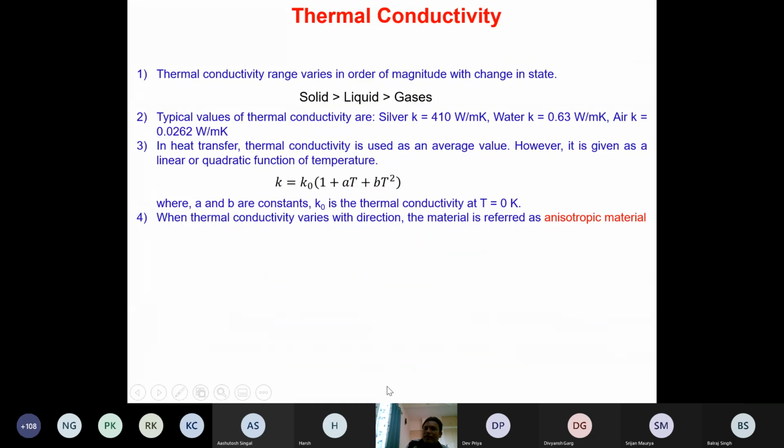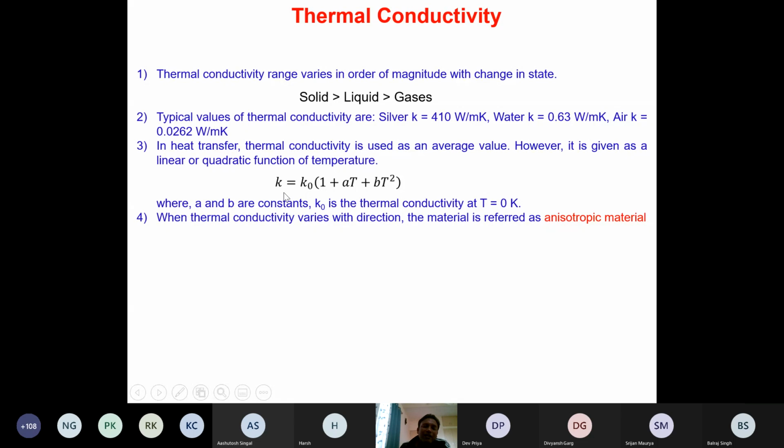Again, if you look at a typical range, the thermal conductivity of solids will be higher than that of liquids, and liquids will be higher than gases. Around 2 orders of magnitude difference is there. For example, for silver the thermal conductivity is 410. That is a typical order of magnitude for solids. For water, the thermal conductivity is 0.63 watt per meter Kelvin, and for air it is 0.0262 watt per meter Kelvin. Again, thermal conductivity is a weak function of temperature. In most cases, thermal conductivity is taken as independent of temperature and an average value is taken.